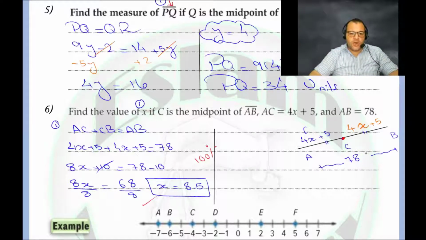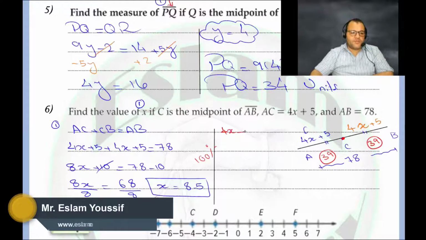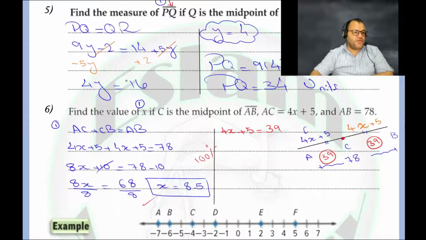So all of this part is 78. So only this part will be 39, and only this part will be 39. It means 4x plus 5 is equal to 39. You got the idea for this one? Mister, can you explain again? Explaining again for this one.